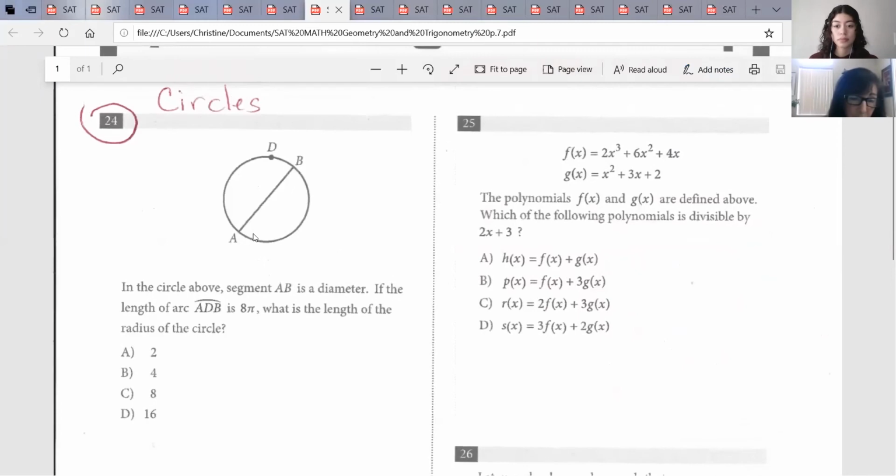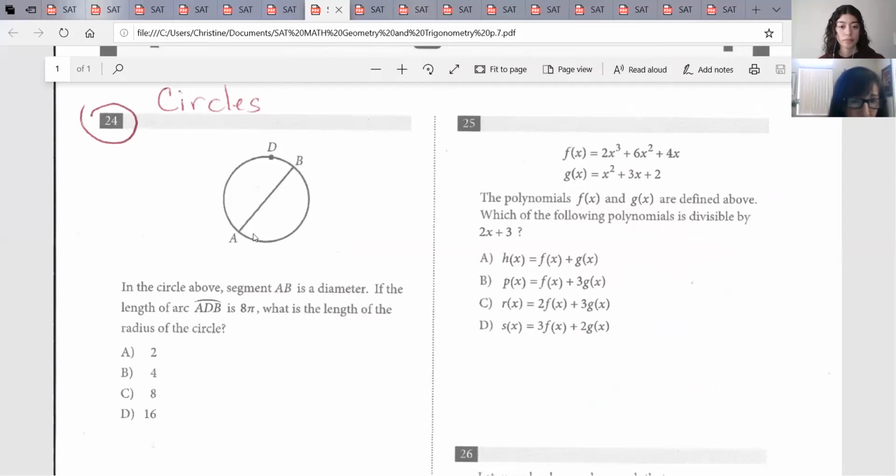Question 24 is a circle related question. In the circle above, segment AB is a diameter. If the length of arc ADB is 8 pi, what is the length of the radius of the circle? AB is the diameter, ADB is 8 pi. What is the length of the radius of the circle?